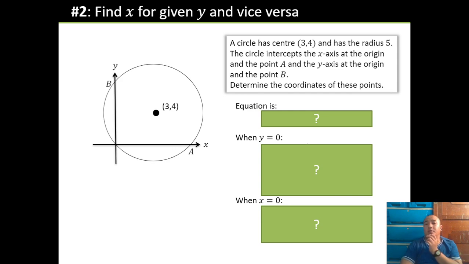Determine the coordinates of these points. Okay, first, what is the equation of the circle? Center 3, 4, radius 5, so x minus 3 quantity squared plus y minus 4 quantity squared equals 25. Of course, you know that's the standard form equation of a circle.